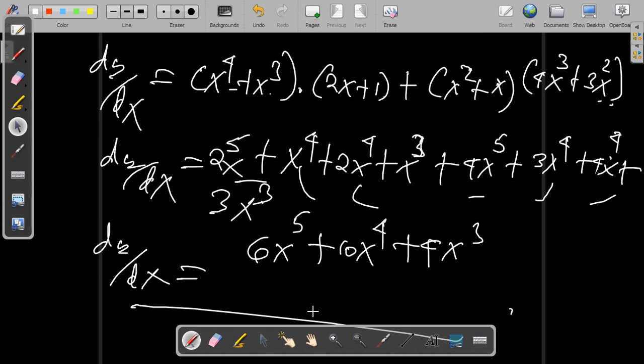For that case, now let's come to the quotient rule, or what we call the division rule.